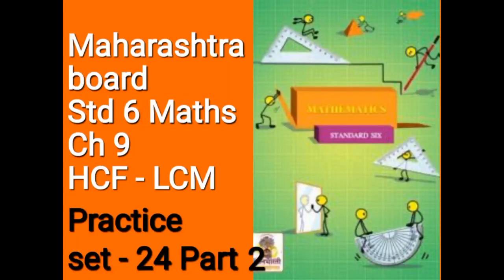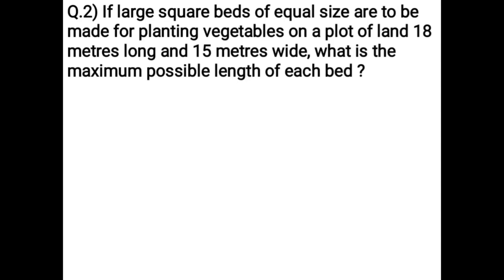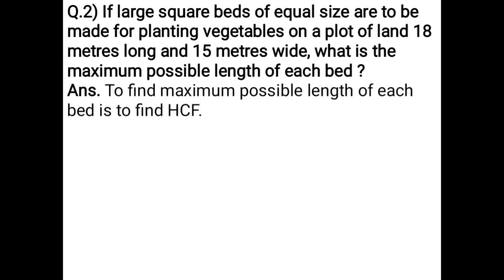We will continue practice set 24 on textbook page number 47. If large square beds of equal size are to be made for planting vegetables on a plot of land 18 meters long and 15 meters wide, what is the maximum possible length of each bed? To find the maximum possible length of each bed is to find HCF.